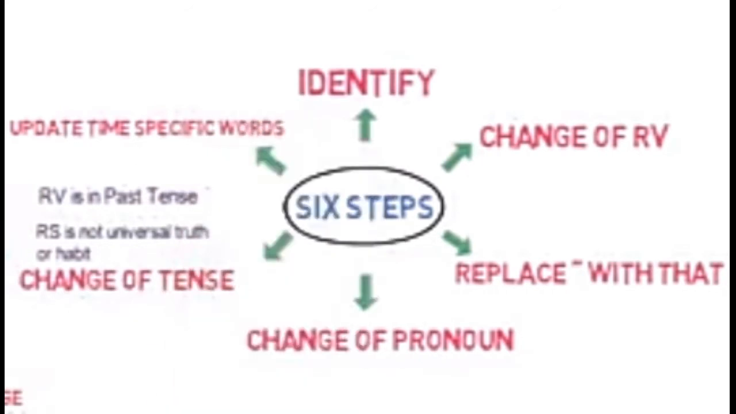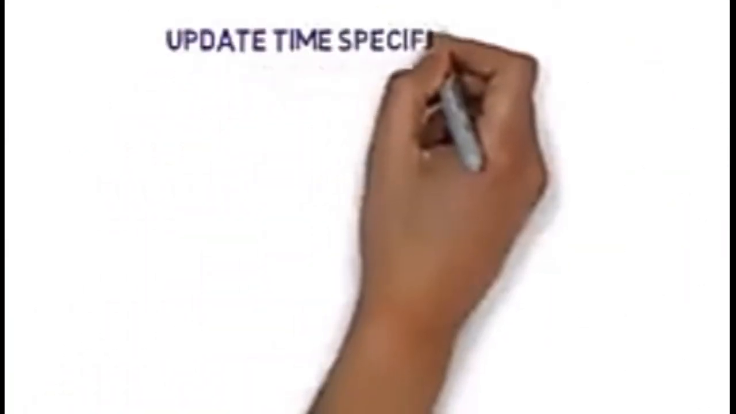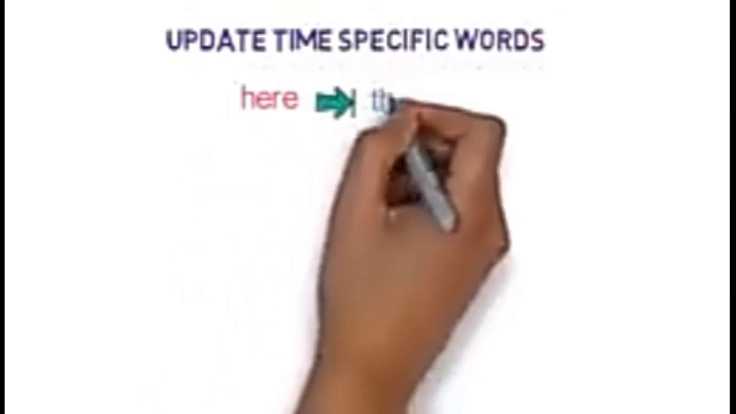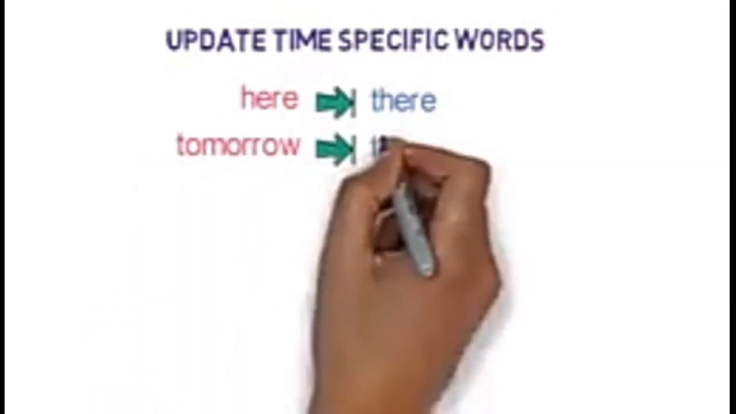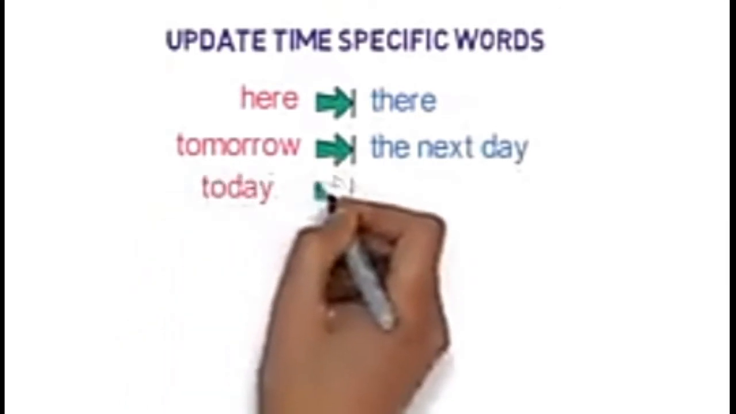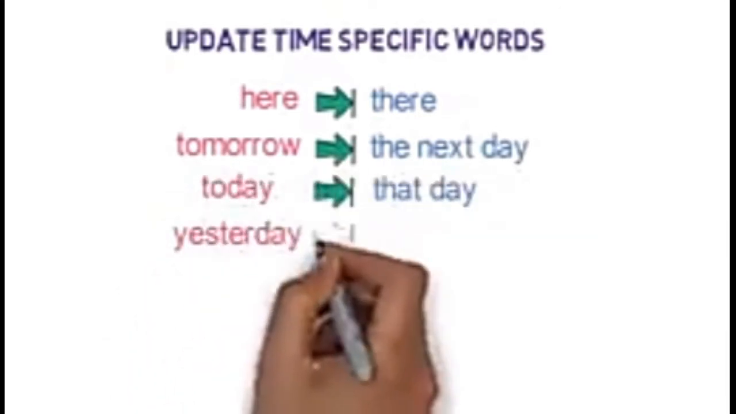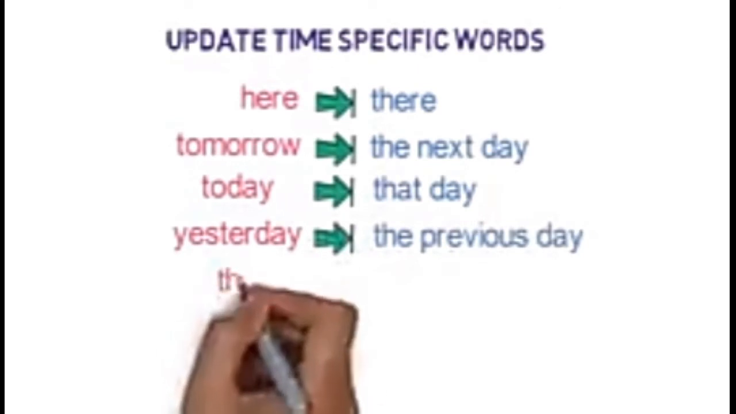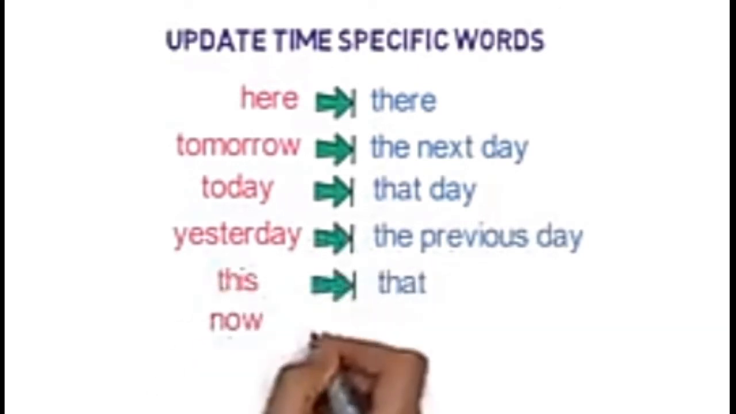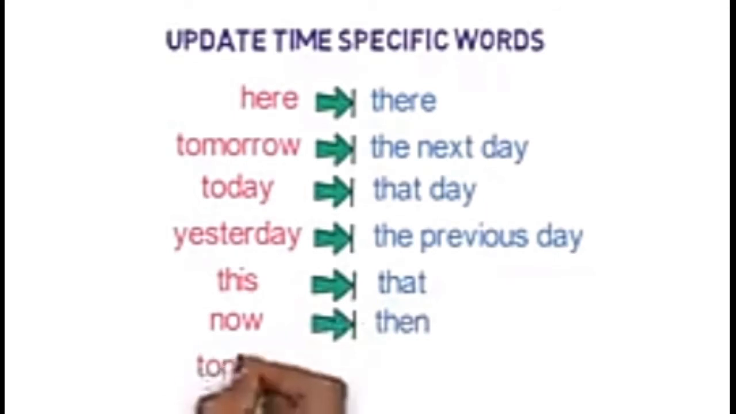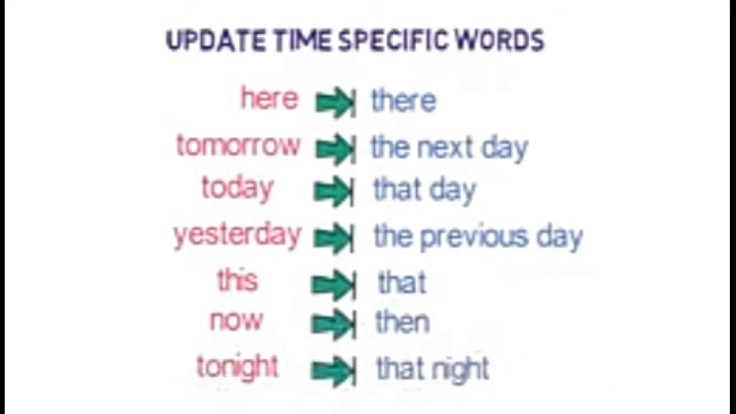Change in the words denoting time. Words indicating nearness are changed into words showing distances in indirect speech. If these words are present in the reported speech and the reporting verb is in the past tense, then the change will happen in the following way. Here will be converted to there, tomorrow will be converted to the next day, today will be converted to that day, yesterday will be converted to the previous day, this will be converted to that, now will be converted to then, and tonight will be converted to that night.